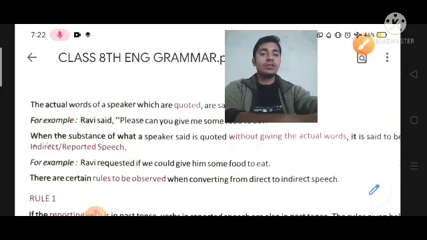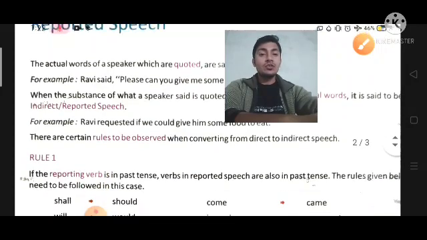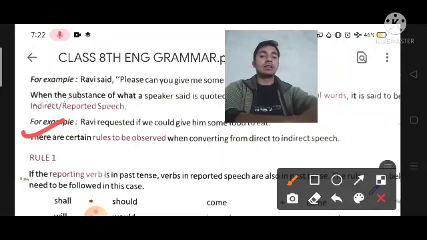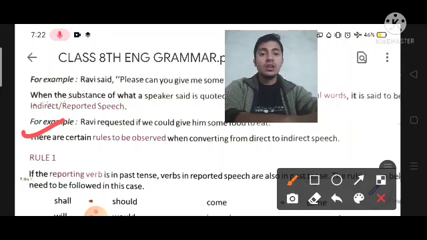Okay, good. Now listen, there are certain rules to be observed when converting. Here we have some rules for converting these sentences. We have the sentences in direct and we will change them into indirect. This is very important for you to understand. So there are certain rules to be observed when converting from direct speech to indirect speech. Very first, today we will study the first rule for converting from direct to indirect.